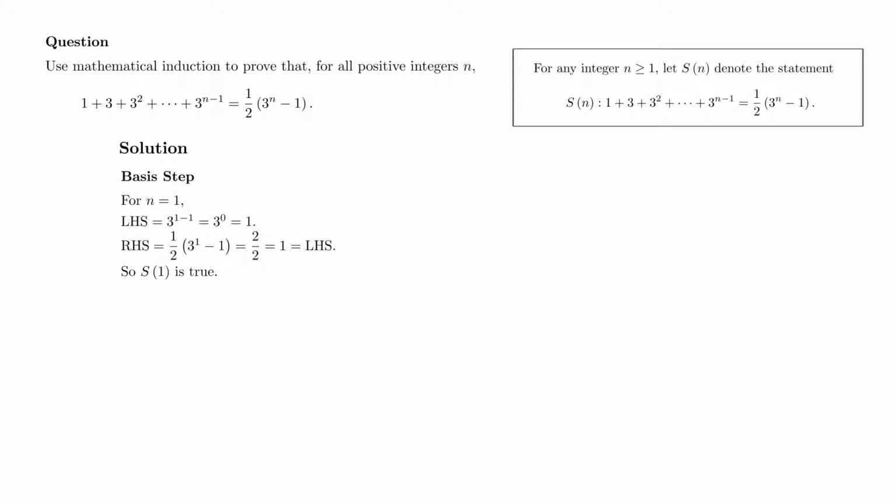The left-hand side equals 3 to the 1 minus 1, which is equal to 1. And the right-hand side is equal to 1/2 of 3 to the 1 minus 1, which is also equal to 1. And so we have both sides equaling 1. So our basis step is now complete.